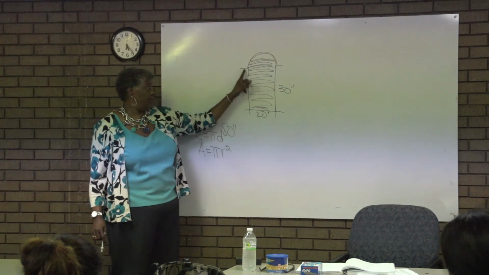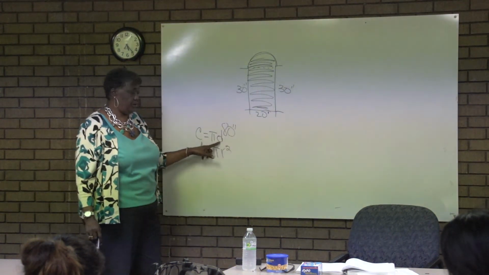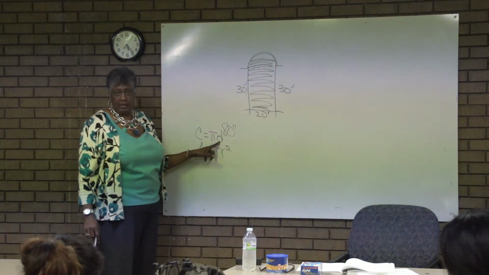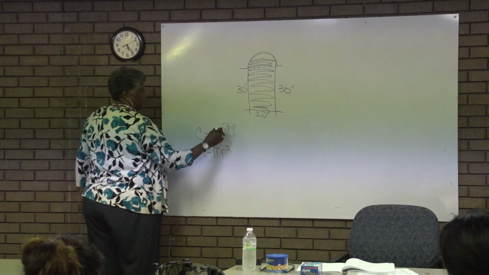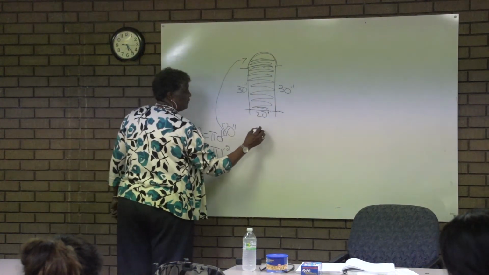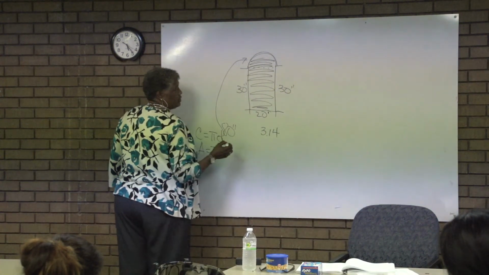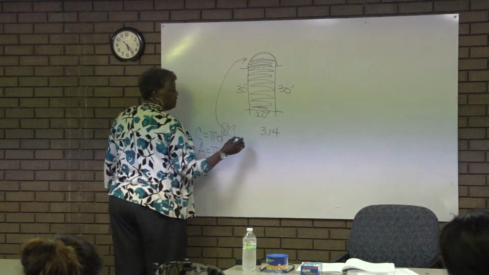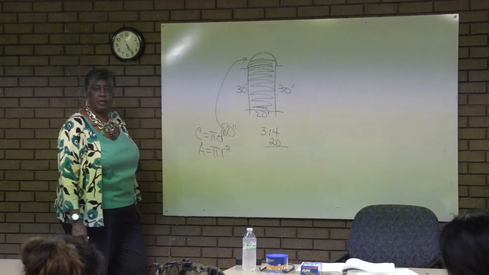But if we just want to go around the outside of it, we want the perimeter or distance around, and we use the diameter. Okay, so we're going to multiply pi, which is 3.14, times the diameter, which is 20. How do we know that's the diameter? Because some people are wondering.